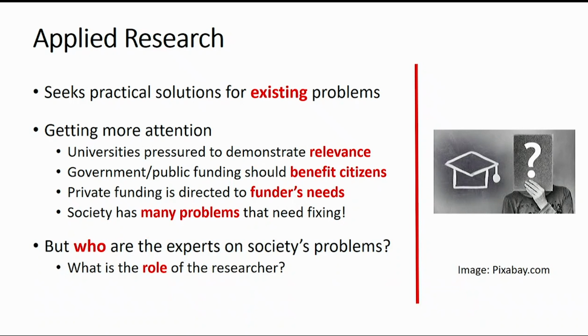So when we're in this situation of doing applied research, then we need to think about who are the experts on society's problems. We might be the experts on problems in our own little area, like in translation, although often professional practicing translators have other insights that we as researchers don't have. But if we're looking at a case where these users of translation technology could be from any walk of life, who are the experts on the problems that they're having or the challenges that they're experiencing? And what is our role? If we're not the expert, then what is our role in this type of situation?